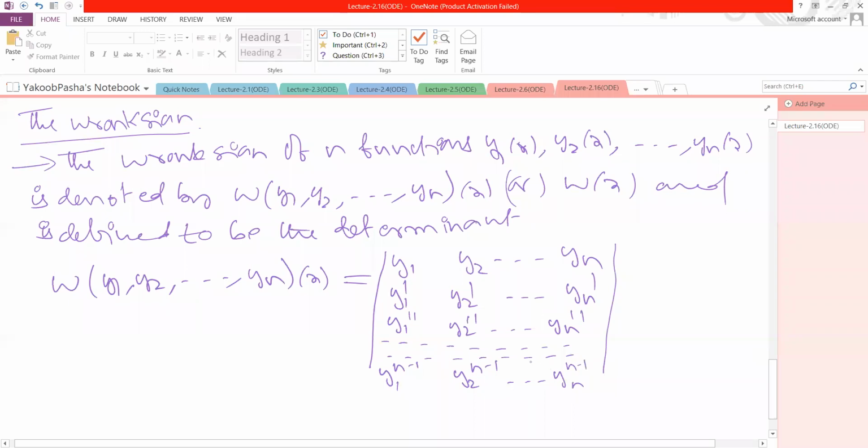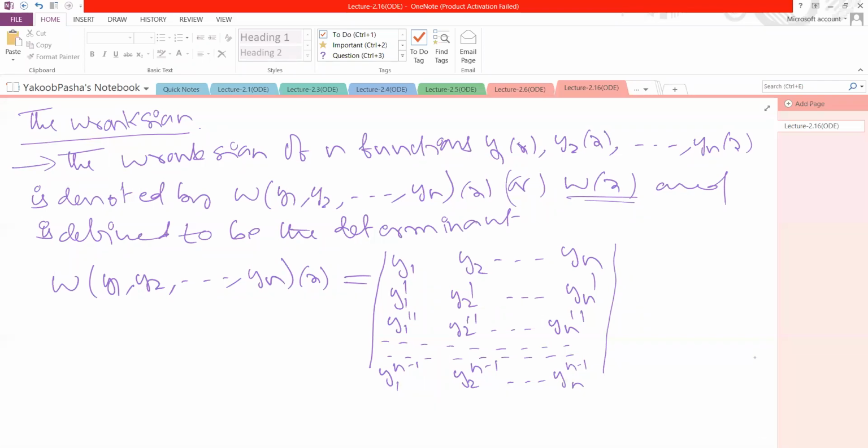Here n minus 1 represents the n minus 1th derivative, which comes before the nth derivative. This is the Wronskian of n solutions, and it is denoted by W of y1, y2, up to yn. Simply we can call it W of x.